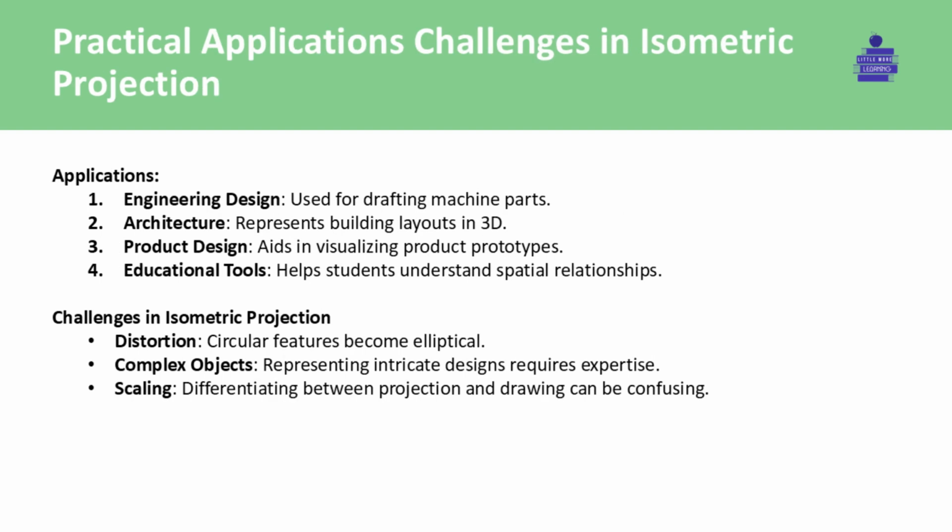In the real world, isometric projection is like a universal language in technical fields. Engineers use it to design machine parts. Imagine being able to show a complex engine component from all angles in one clear drawing. Architects rely on it to present building layouts. It's like giving someone a bird's eye view while still showing height.